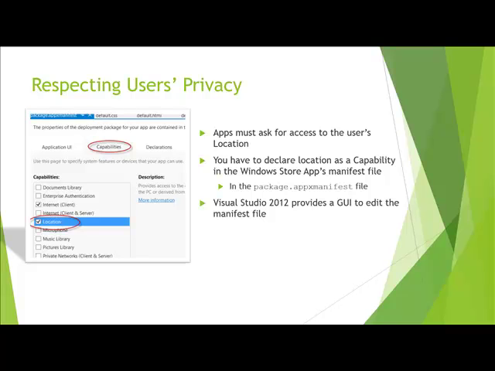A note here, I'd like to talk about respecting users' privacy. In order to protect a user's privacy and their location being part of that, we require that applications have to ask for the user's location. They must ask for access of the system. And to do that, you declare location as a capability in the Windows Store Apps manifest file. You can see the manifest file by opening up the package.appxmanifest file in your solution. When you double click on it, you instantly get a graphical user interface to edit the file, and just click on capabilities and check the location box.